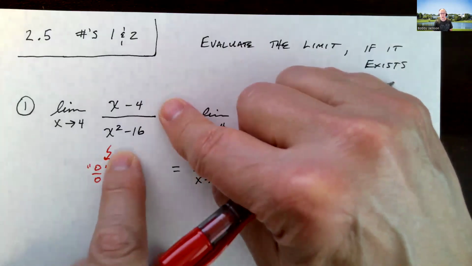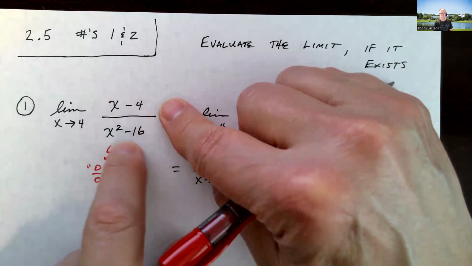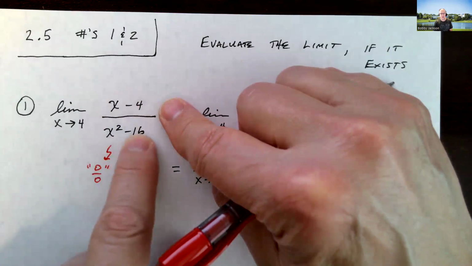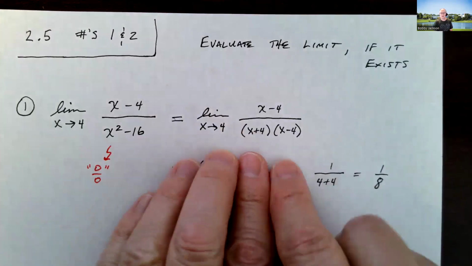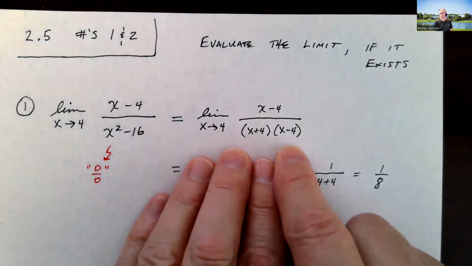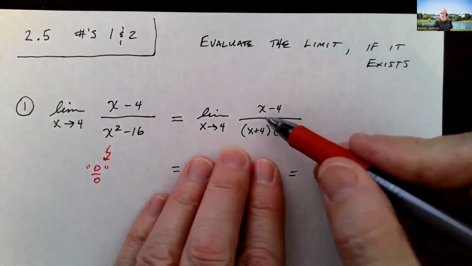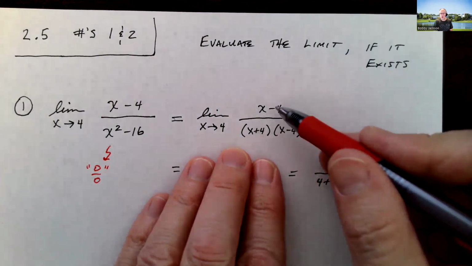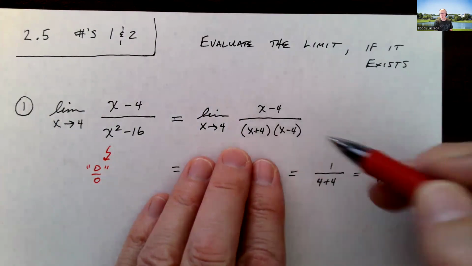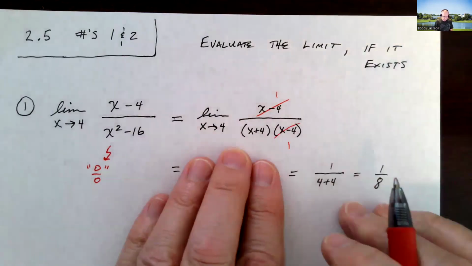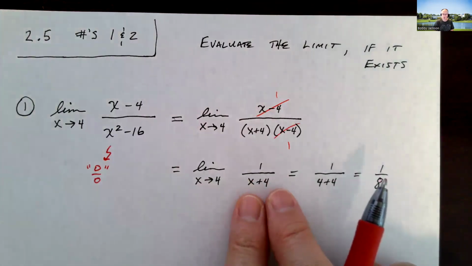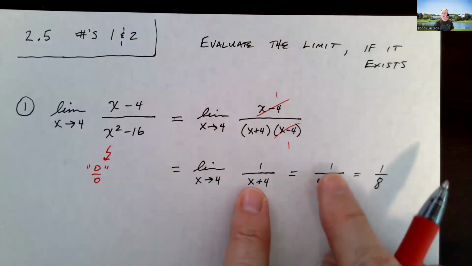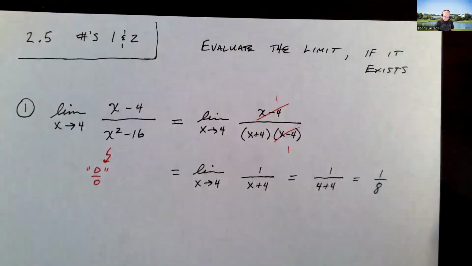And so what's the work? Well, notice we can simplify this expression. In the denominator, I have x squared minus 16. That is a difference of squares, and x squared minus 16 factors as x plus 4 times x minus 4. Notice now we have a common factor of x minus 4 in the numerator and denominator. I can divide numerator and denominator by x minus 4, and I get the following expression. Now, what's the form of this limit? Well, if I plug in x equals 4, what happens? 4 plus 4, I get 1 over 8, and that indeed is the limit.